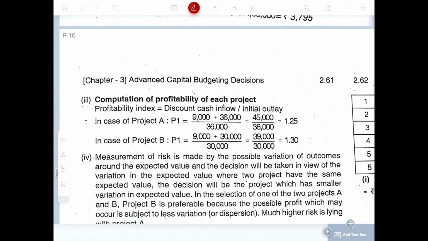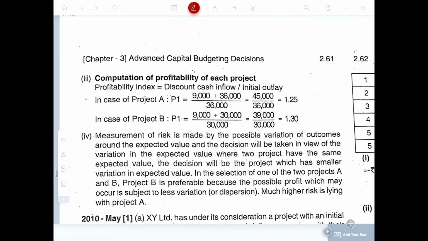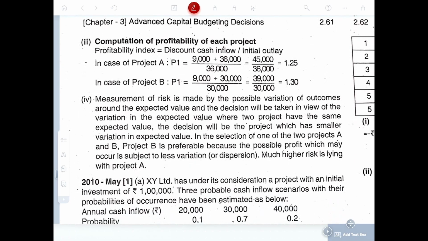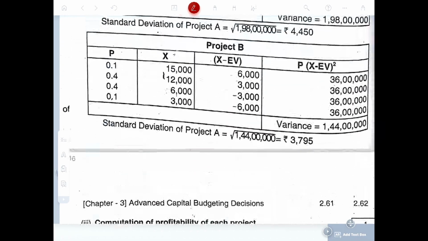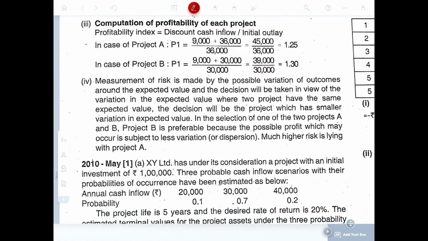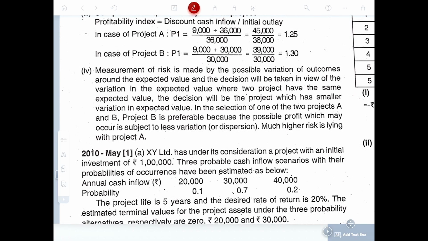In the case of computation of the profitability index for each project, 9,000 to 36,000, 30,000, more than 1.3. So the profitability index measures the risk, measured by the possible variation of outcomes around the expected value. This is 3,000, this 7,000. Variation of outcomes: the decision should be taken in view of the variation around the expected value. Where two projects have the same expected value, the decision should be the project with the smaller variation.